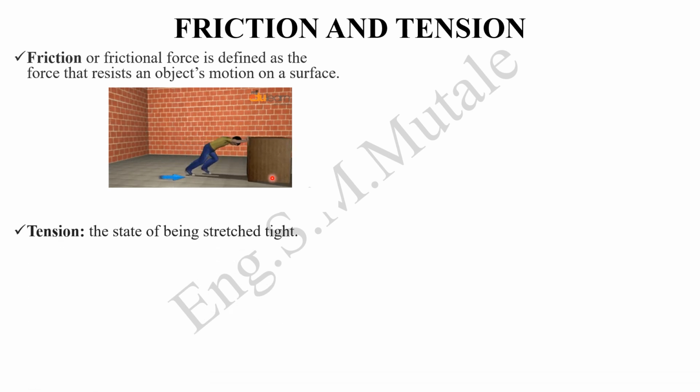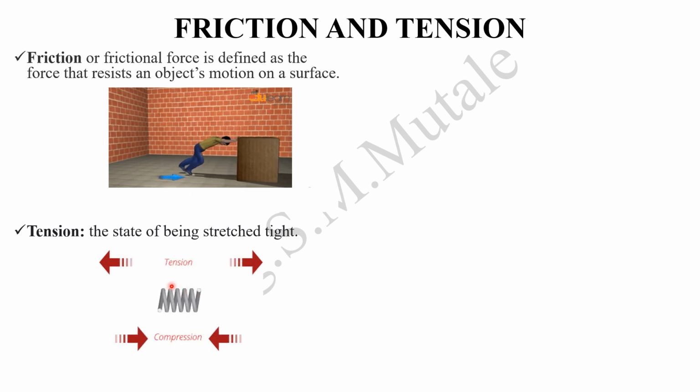Then we have tension. Tension is basically the state of being stretched, tight. So for example, if you have a spring like that, when you are stretching it, that's the tension force. When you're compressing it, it's compression force.